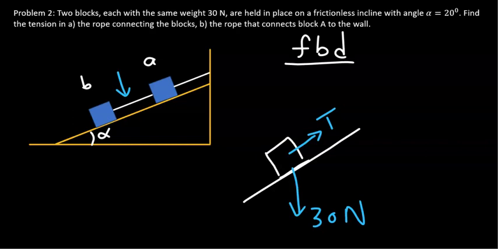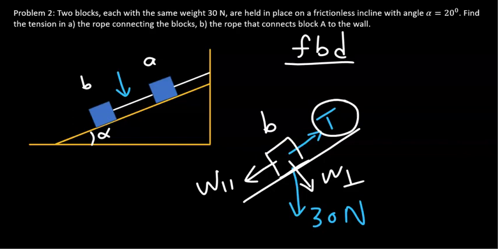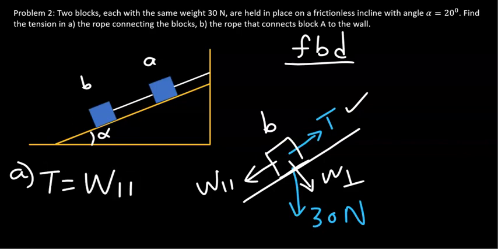And of course, this 30 newtons has two components. The first component is the component of that 30 newtons parallel to the plane, and the other component is the component of that 30 newtons perpendicular to the plane. Now note that this block B right there is not moving. So that means the tension in this rope right there must be balanced by that component of that 30 newton weight. So the tension in the rope connecting the blocks T can be simply written as T equals W parallel.